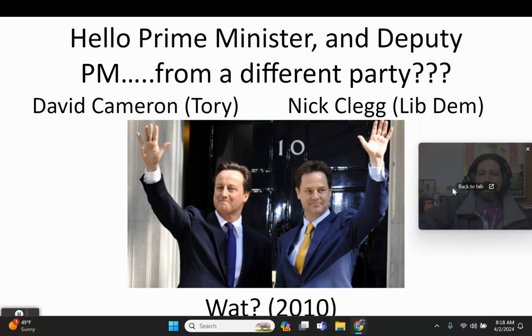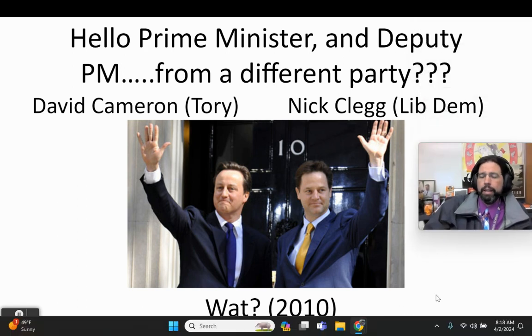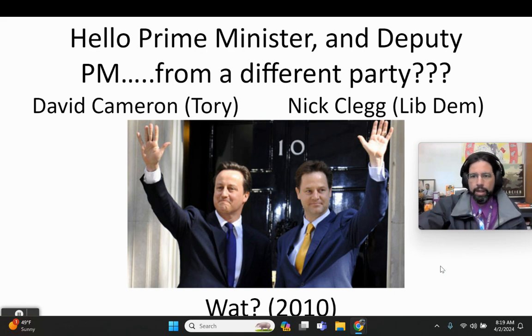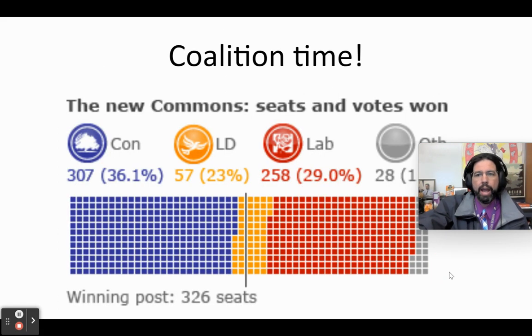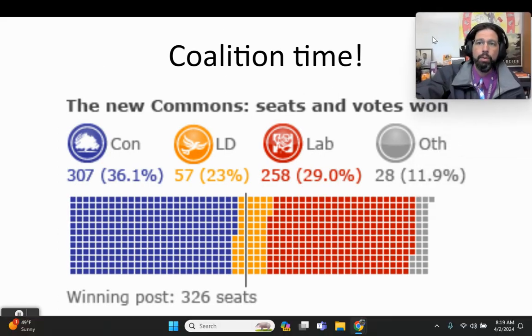Now, in 2010, you had an election for the House of Commons that kind of got weird. You have David Cameron, who was a conservative, a Tory, and then you had your deputy prime minister, almost like the vice president but with no real power, Nick Clegg from the Liberal Democrats. Well, what actually happened here? Well, to win in Parliament, you must have 50% plus one to be a majority. And what happens if you don't have 50% plus one?